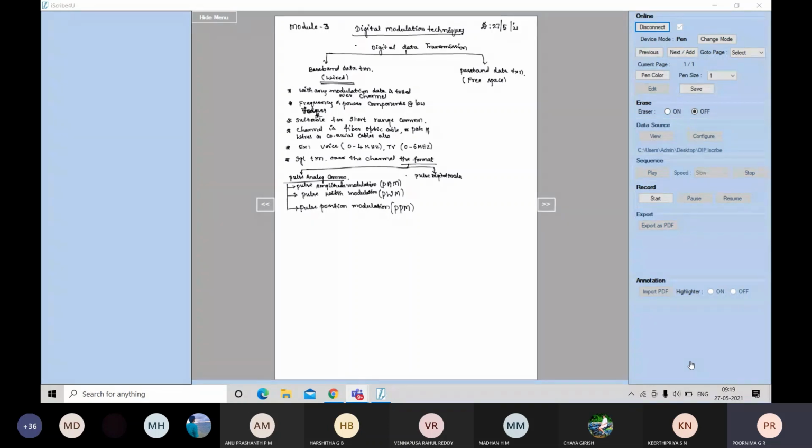In fact, you have practiced in your practicals, that is in fourth semester analog communication lab. So these are the modulation techniques. Those are all coming under baseband data transmissions. If you go for, okay, now onwards, I'll increase the font size. Pulse digital modulation, if you are considering, this pulse digital modulation consists of different techniques.